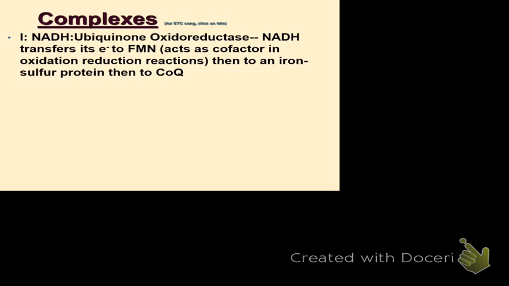Okay. Now it's not direct. None of these are direct. They're very complex. These are huge protein complexes. This one requires FMN, which is the F part of FADH2. It's a flavin. And it has an iron sulfur protein in it. And then ultimately coenzyme Q.